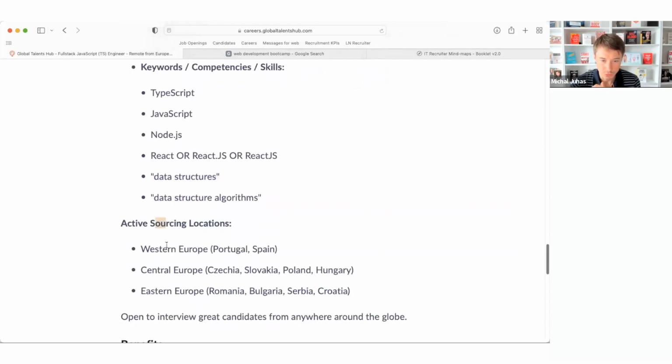Sourcing locations include Western Europe, Central Europe, Eastern Europe as well. Not Russia, because of the money transfers. Ukraine is a bit tricky these days. So Western Europe, such as Portugal, Spain, not really UK, not Germany, not Switzerland, because the salary would not be compelling enough, given the rates in Berlin. But others, Portugal, Spain would be great. Czechia, Slovakia, Poland, Hungary. There are so many TypeScript developers out there.